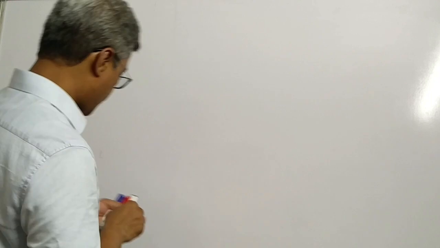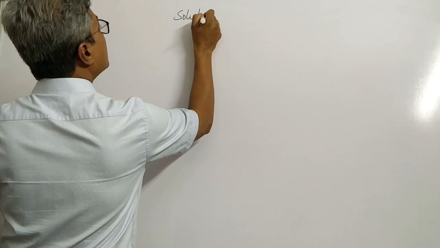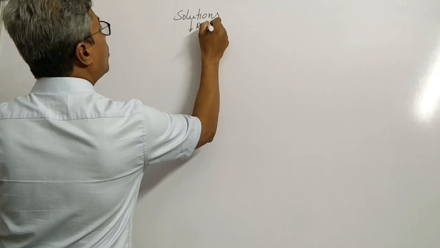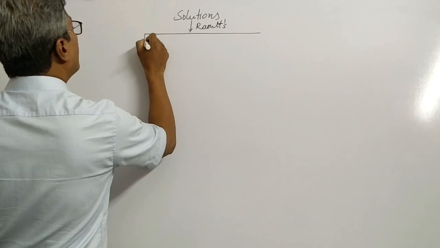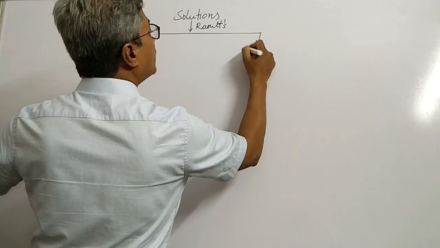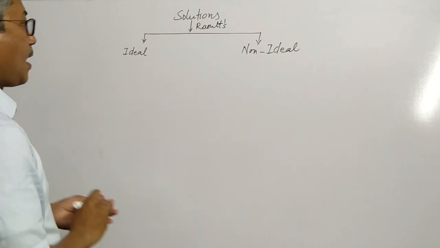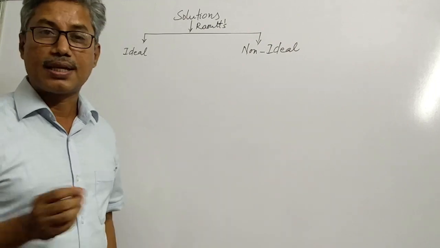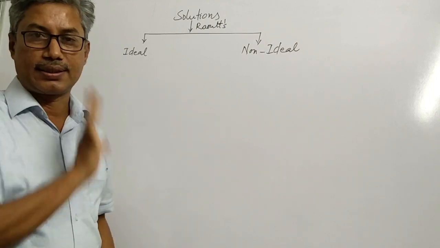Let us see that. We have solutions, and based on Raoult's law these solutions are classified into two categories. One is ideal solution, another one is non-ideal solution. Okay, students. Now, having two types of solutions, we will be very much interested to know what makes them behave like this.